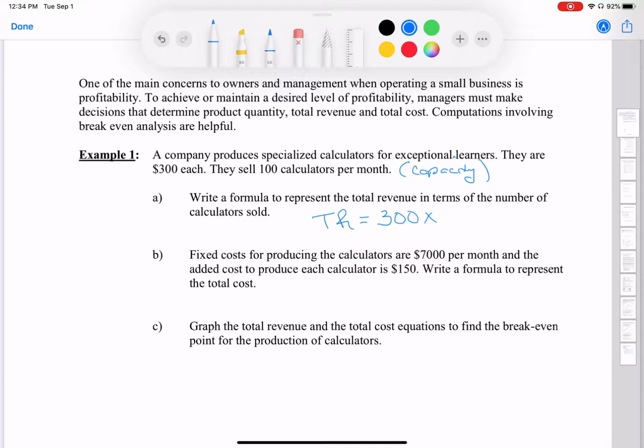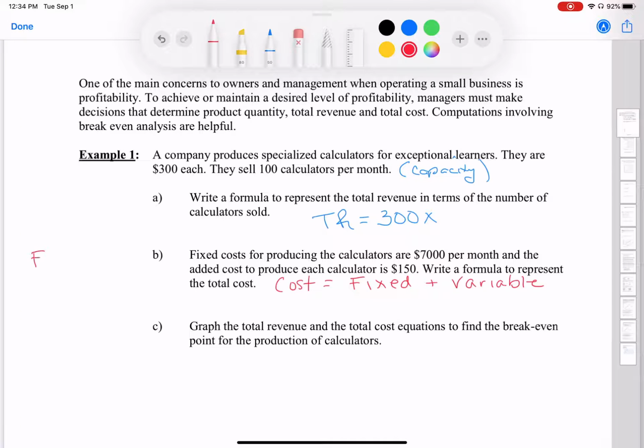Part B, fixed costs for producing the calculators are $7,000 per month, and it is $150 to produce each calculator in costs. Write a formula that represents costs. All right. So anytime we're talking about costs, there are two parts to this. The first is the fixed, and the second is what I'm going to call the variable.